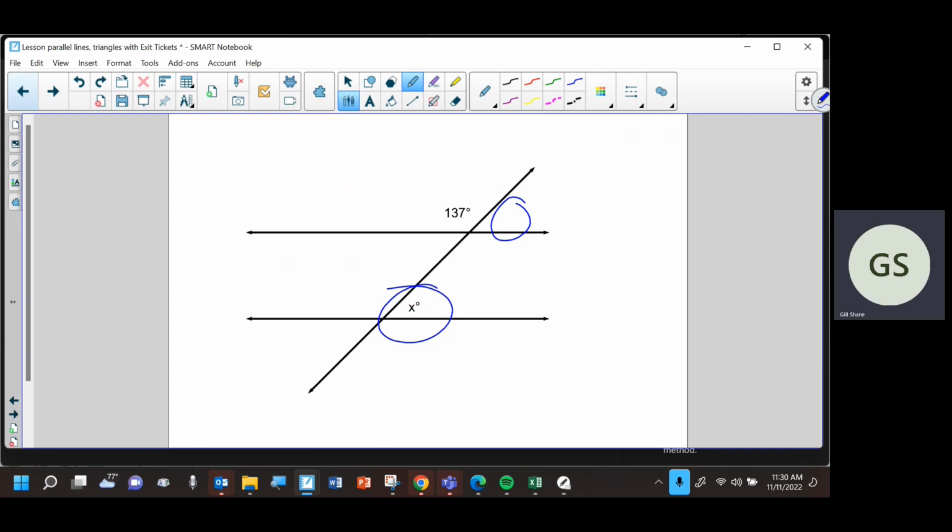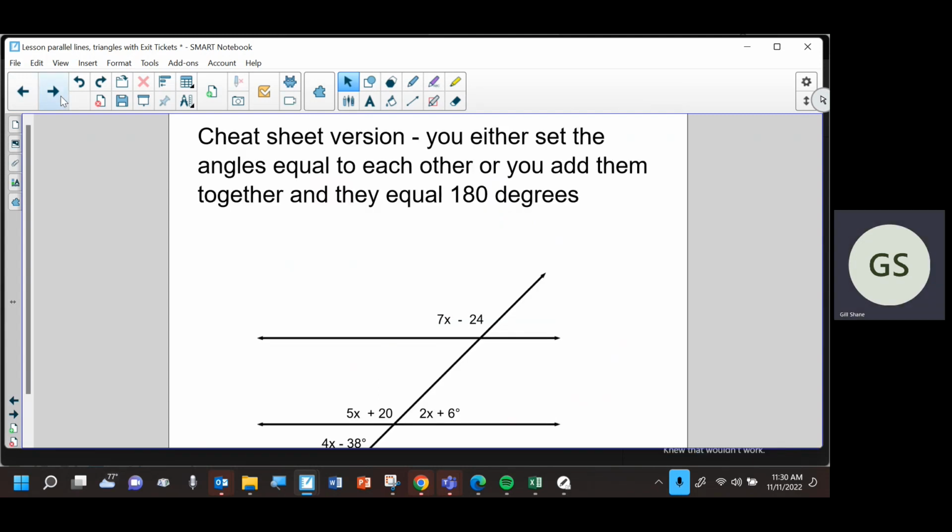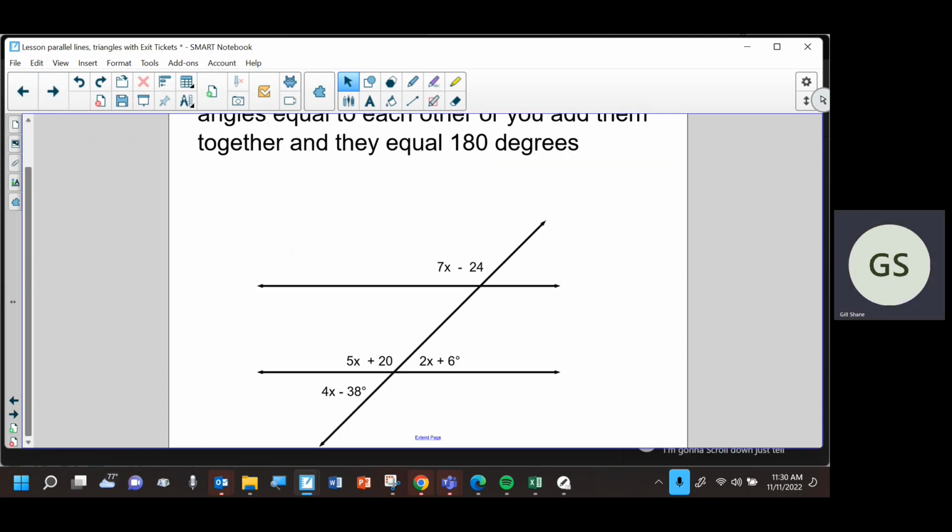So here's your shortcut version for your axioms. When you have figures like this, you only have 2 options to set up an equation. There's only 2 things you have to remember. Either you set them equal to each other, because remember 4 of the angles equal each other, or you add them together and they equal 180. That's it. There's nothing else to do with figures like this. That's why I said I don't think it's super difficult.